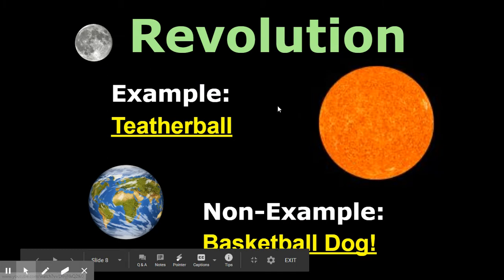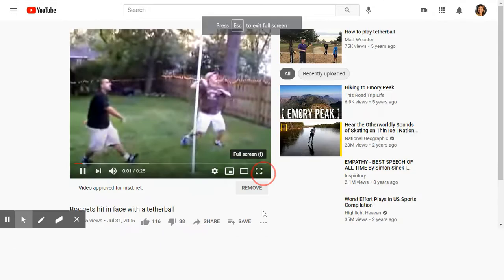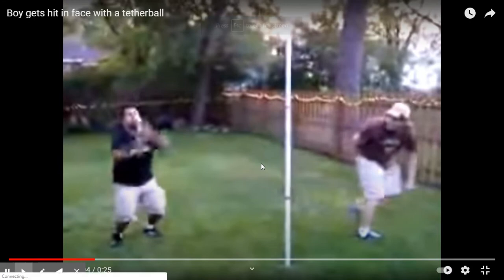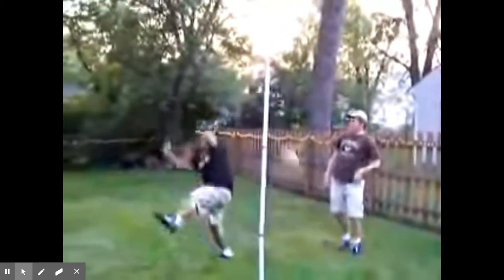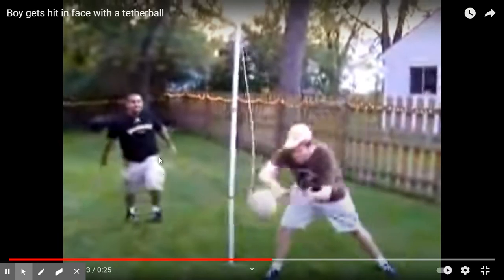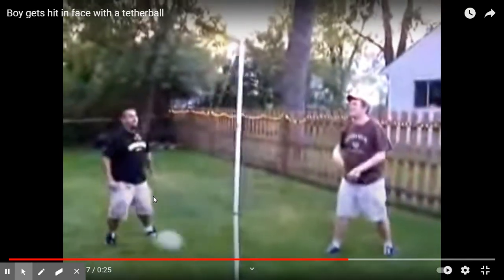Revolution. An example of revolution is tetherball. Are you doing middle? We're the two shortest guys out there. Revolution. It's going around a fixed point. Six foot pole.